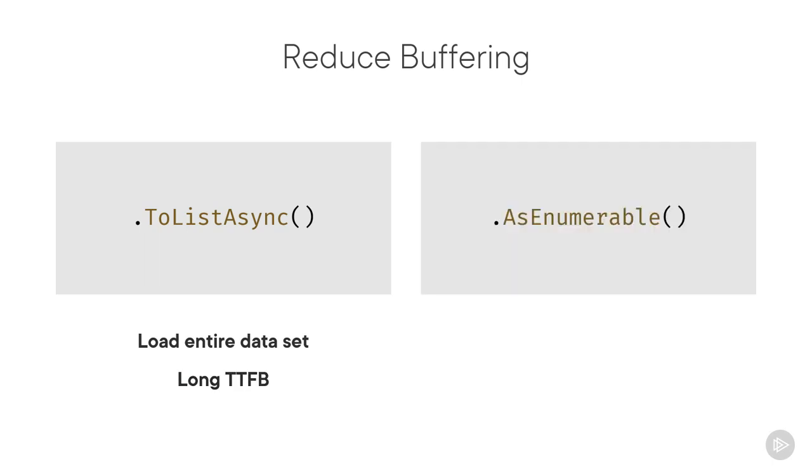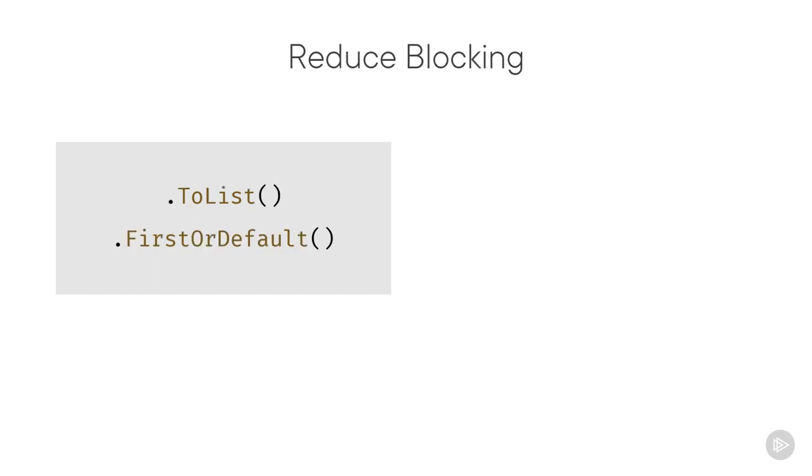To improve latency, EF Core gives you the option of streaming the results instead. When you replace ToListAsync with AsEnumerable, EF Core will give you back the first row as soon as it's available. And then, as you go back for each additional row, it will fetch them one by one. This reduces latency, but it does not address scalability. EF Core offers a different set of features for that.